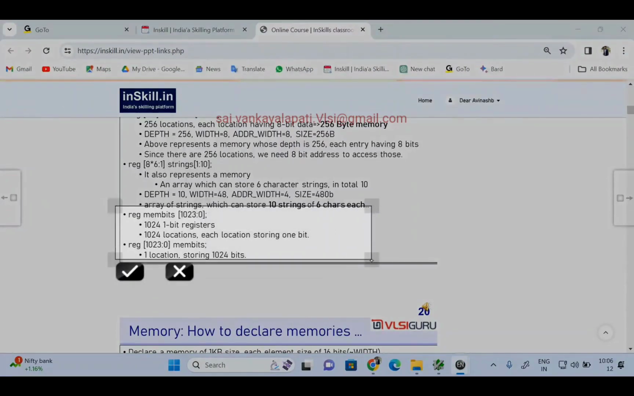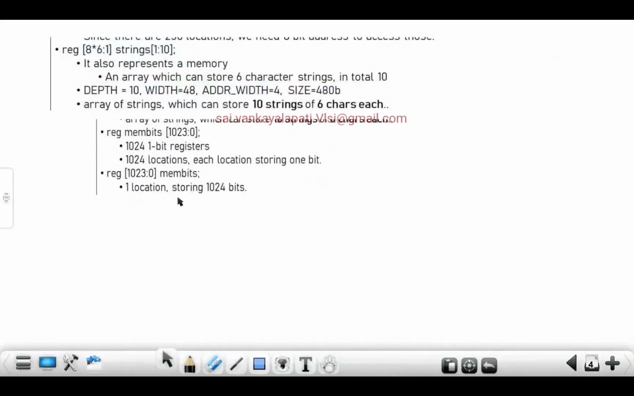Look at this example, please. This example, first one. Consider this one. What is the width of this? Width is 1 bit. Now width is 1, width is 1 bit.